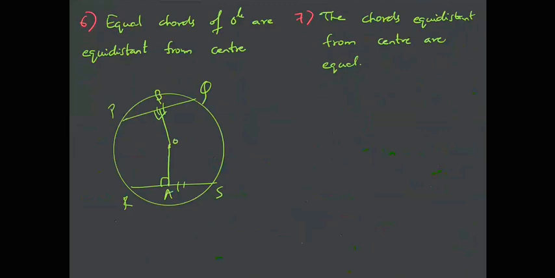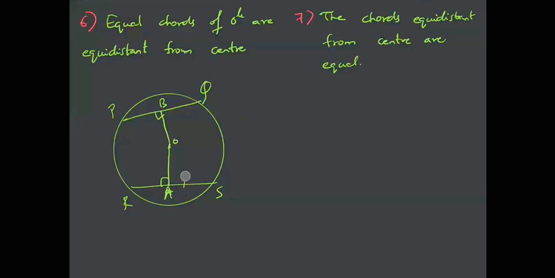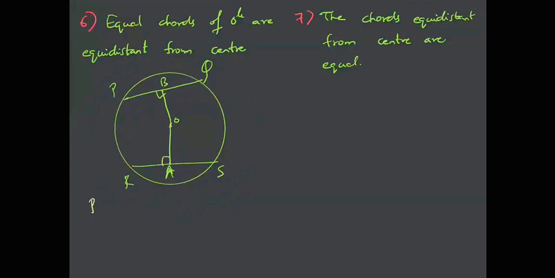So 30 seconds for this. Okay, 30 seconds to prove this. Okay, PQ is equal to RS implies OA is equal to OB.